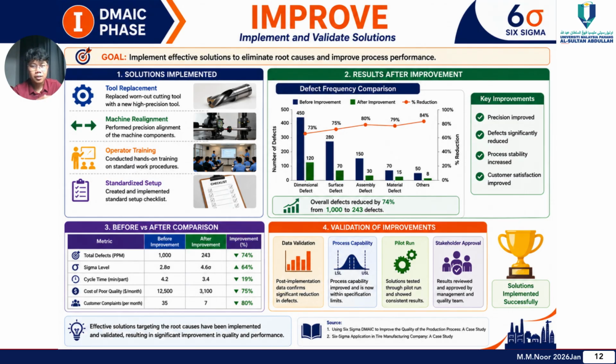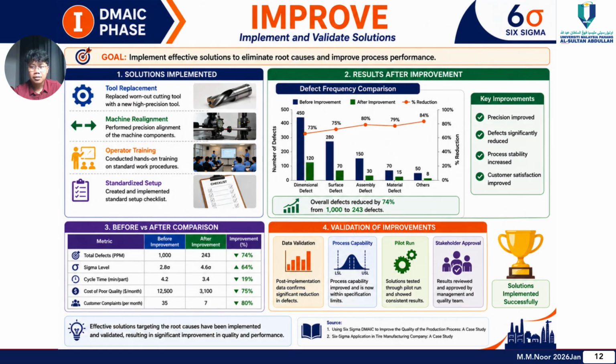Okay, first on the left side, under solution implemented, several actions were carried out. The first action is replacing worn-out cutting tools with new high precision tools. So this helps improve machining accuracy. The second action is machine realignment, where machine components are adjusted and aligned correctly to reduce dimensional error.